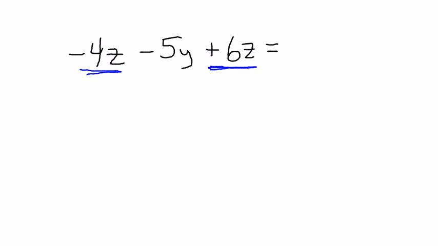Please note that it is critical that you consider the sign that comes in front of each term. Okay, so once again, we can combine negative 4z and positive 6z because they are considered like terms. They share the same variable. So negative 4z plus 6z would be 2z. Where did we get that positive 2 from? Well, negative 4 plus 6 gives us positive 2. So we have positive 2z minus 5y.